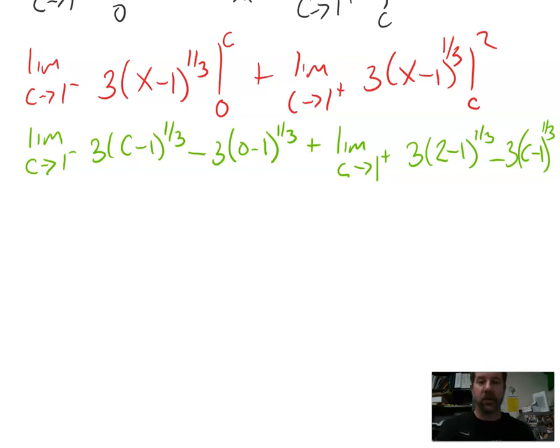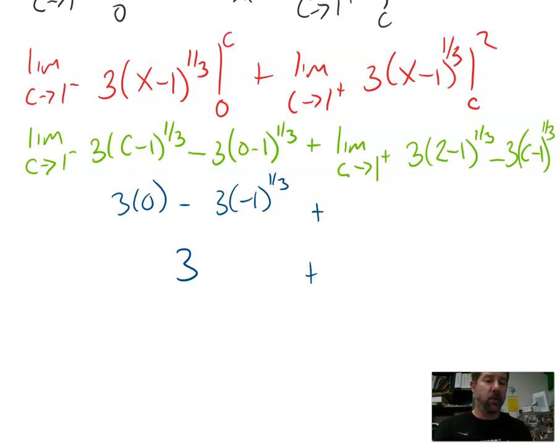In this case, we can do direct substitution, and when I plug in, 3 times 1 minus 1 is 0, 0 to the 1/3 is 0, so I get 3 times 0 minus 3 times negative 1 to the 1/3. Negative 1 to the 1/3 is negative 1. So negative 3 times negative 1 gives me 3. Plus, then I do this one here.